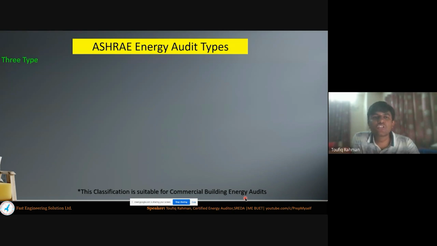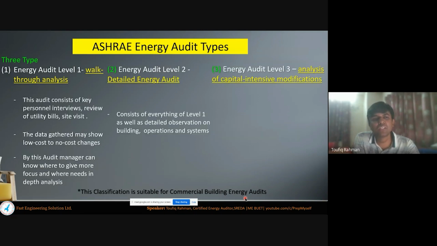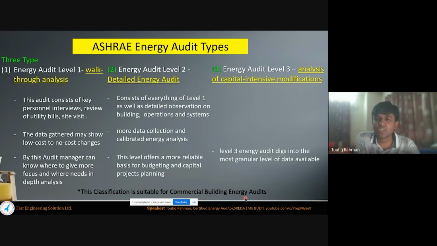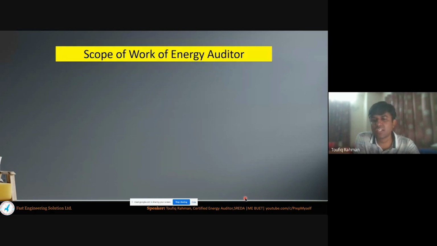So ASHRAE, the American Society of Heating, Refrigerating and Air-Conditioning Engineers, has suggested 3 types of audit. This is level 1, only walkthrough, then detailed, and another is the capital intensive audit. We can do it at a later time.